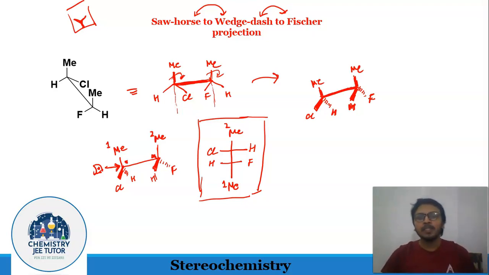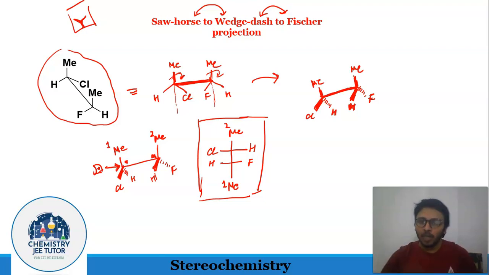What comes in exams is, suppose they give you a sawhorse like this and ask you to draw the corresponding Fischer projection. How do you do it? You convert it to a wedge dash first and then you know from wedge dash to Fischer. How do you convert it from sawhorse to wedge dash?